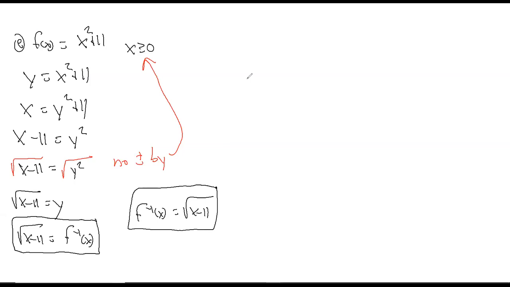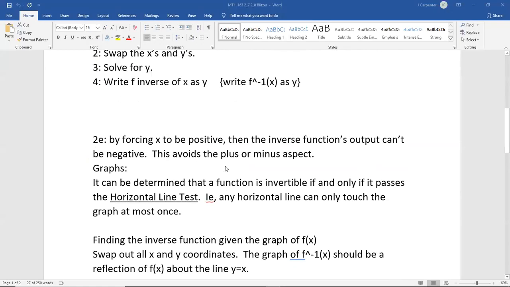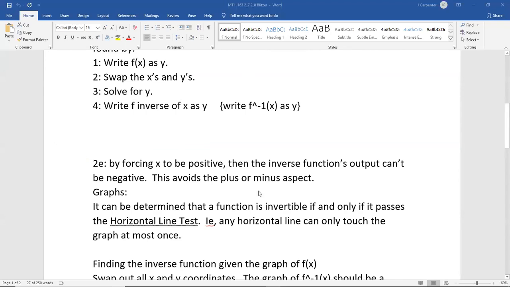Share screen. So here's that same memo I had written in handwriting before. By forcing the x to be positive, the inverse function's output can't be negative, thus avoiding the plus or minus. All right, so now let's get into the graphs. Let's give this a little bit more of a visual sense. Hold on, give me 5 seconds.